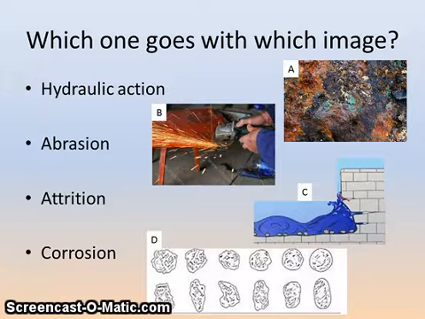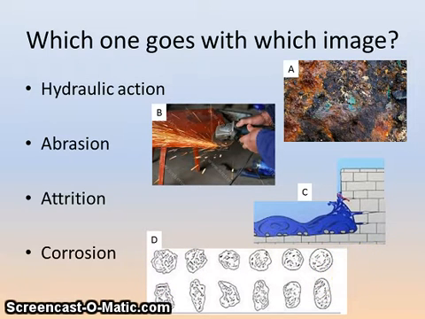Attrition, well, the results of attrition are shown in D, where the pebbles, as we move further and further downstream, this is the downstream direction, the pebbles are getting smoother and more rounded.